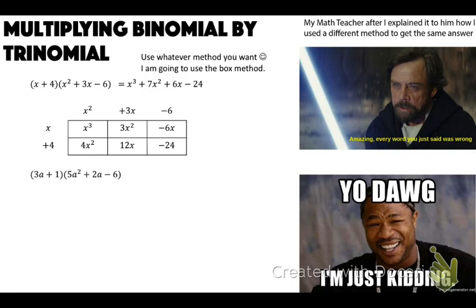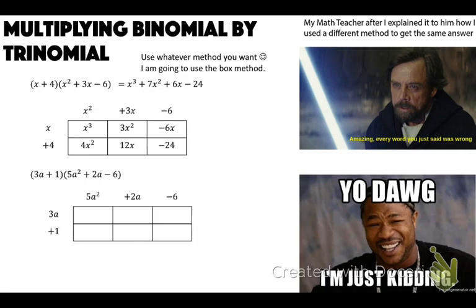Okay, this one, same thing. Let's use the box. So 5a squared plus 2a minus 6, times 3a plus 1. Well, 5a squared times 3a is 15a cubed. 2a times 3a is 6a squared. Negative 6 times 3a is negative 18a. 5a squared times 1 is 5a squared. 2a times 1 is 2a. And negative 6 times 1 is negative 6.